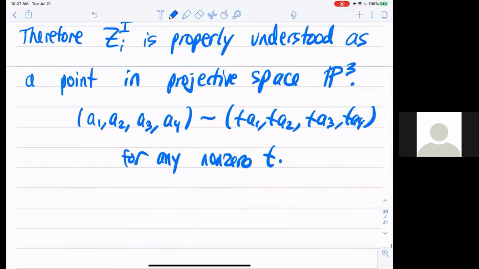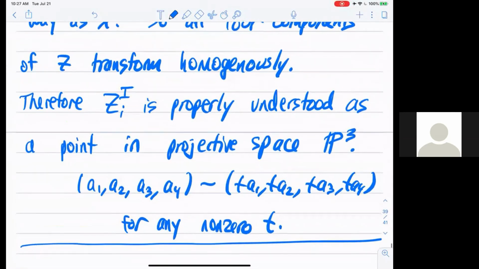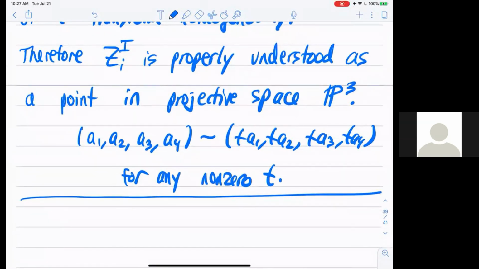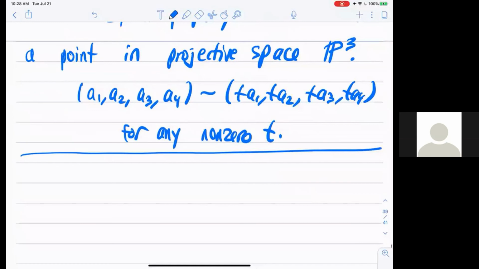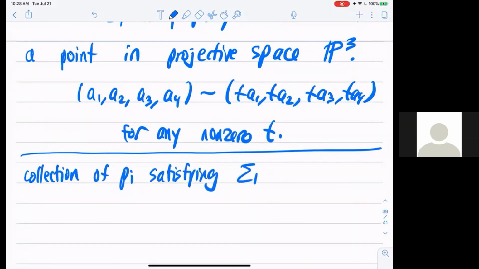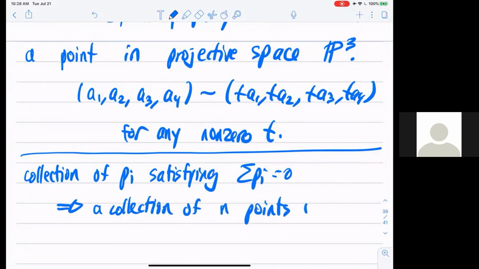Okay, so what we've seen so far is that if you give me a collection of null momenta that add up to zero, and you specify cyclic ordering of them, I can naturally use that information to construct a collection of n points in projective space P3. So I'll summarize that here. A collection of p_i satisfying the sum of p_i equals zero allows me to define a collection of n points in P3.